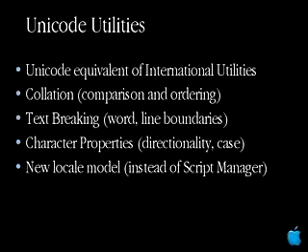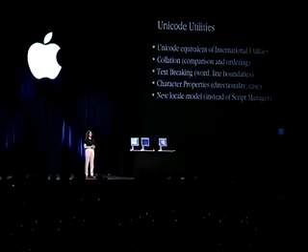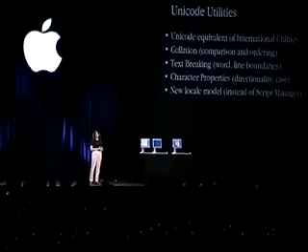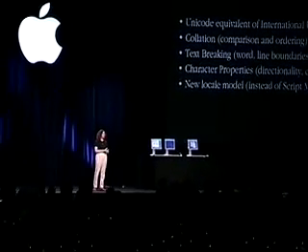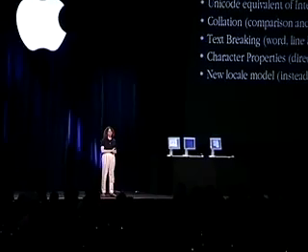And finally, unlike the script manager in international utilities, which use the model of a script code and a region code, which are unique to the Macintosh, the Unicode utilities use a new locale model, which is very similar to the way that Java and Unix systems handle international processing.